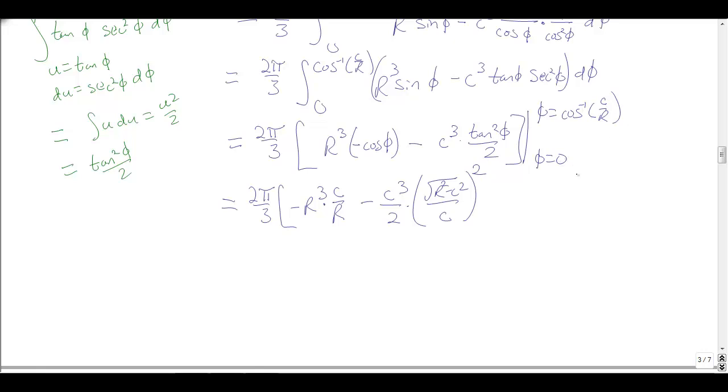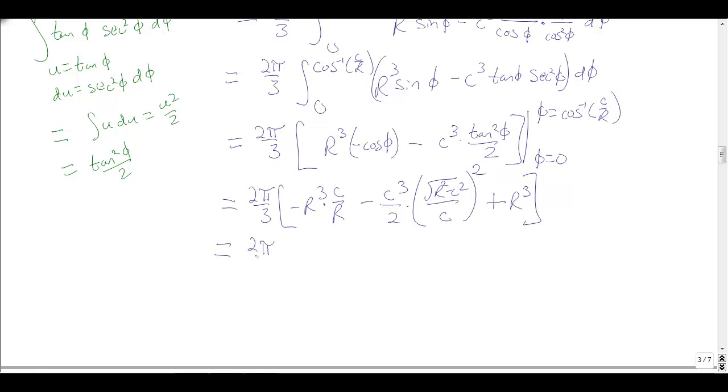We plug in 0. Let's see, cosine of 0 is 1, so I'll get a minus, which will turn into a plus. R cubed times 1 is r cubed. Tangent of 0 is sine 0 over cosine 0. That's 0 over 1, that's just 0, so I don't really need that term when phi equals 0 for the tangent squared part. Okay, so now we just need to work on this a little bit.